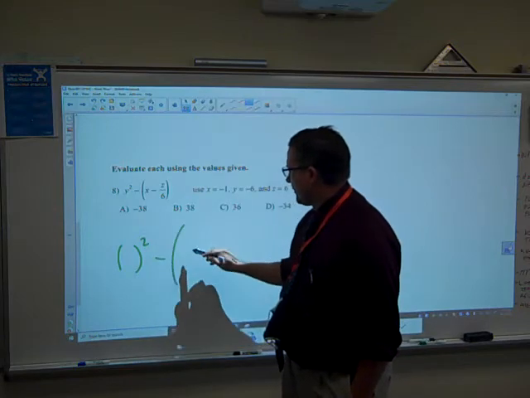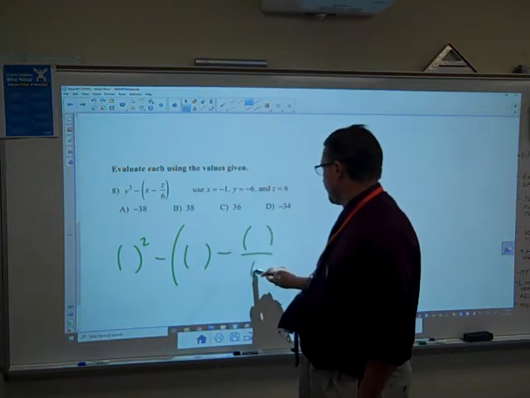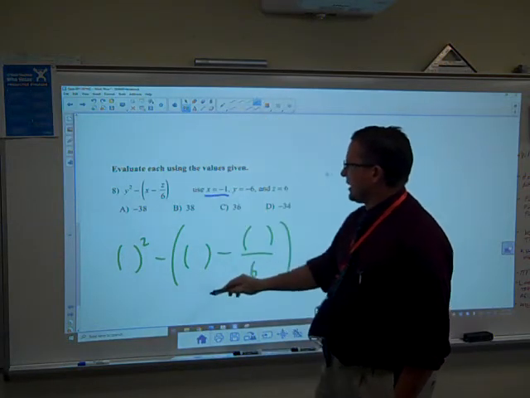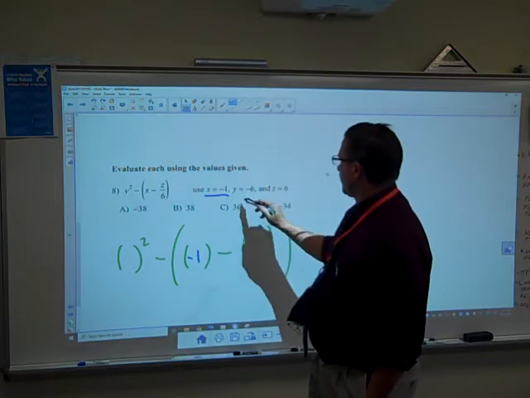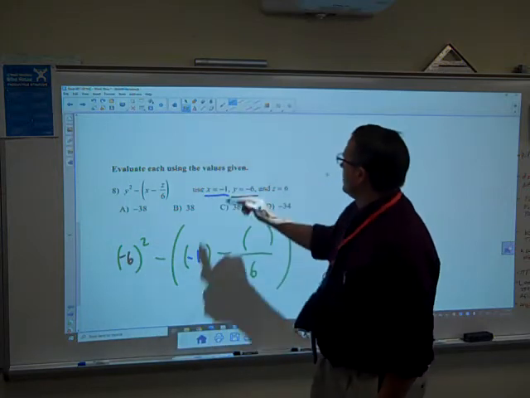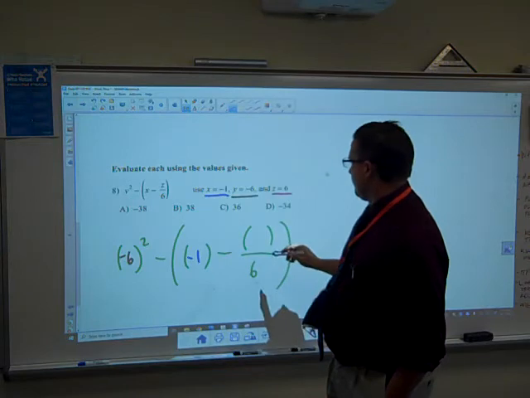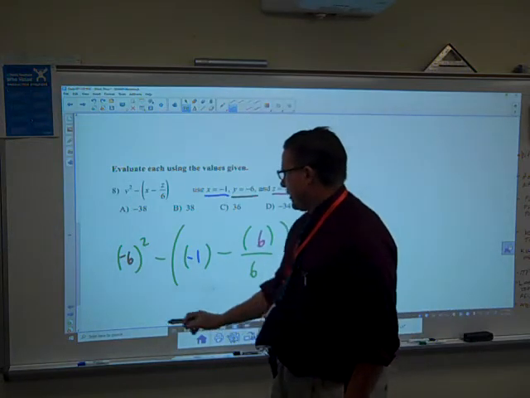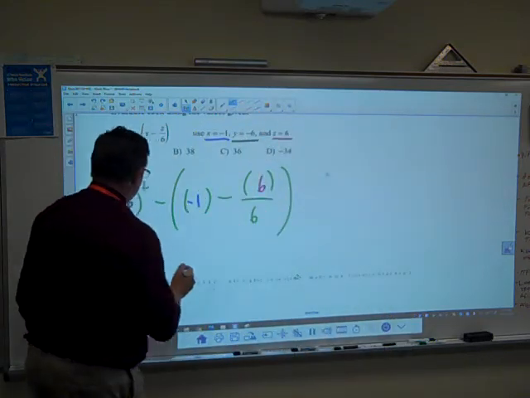Minus, I'll put a big parenthesis, x minus z over 6, parenthesis. And I'll do colors here. X, -1, boom. We'll do black for y equals -6, and that goes here. And we'll do purple for z equals 6. All right, now I can do this operation, and I'll move over here.